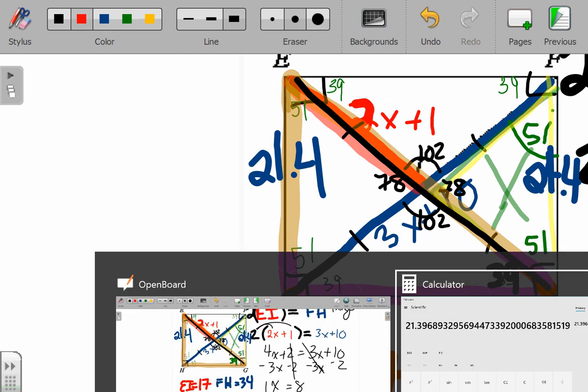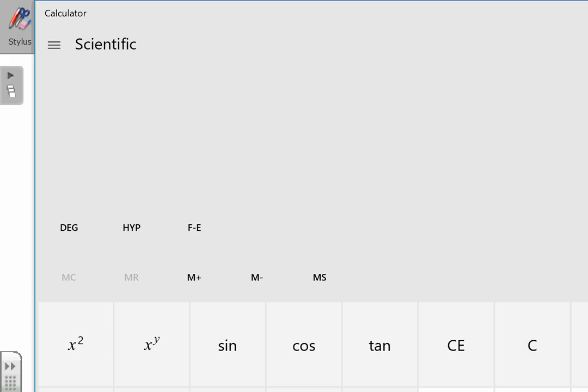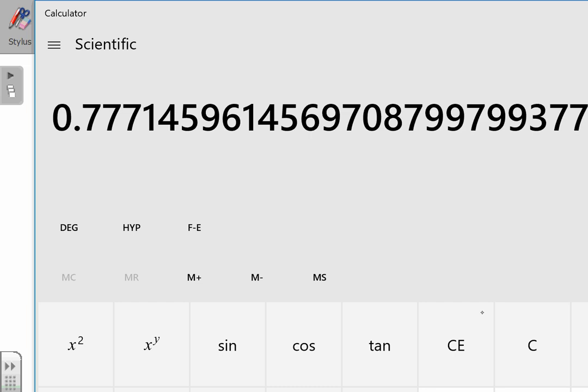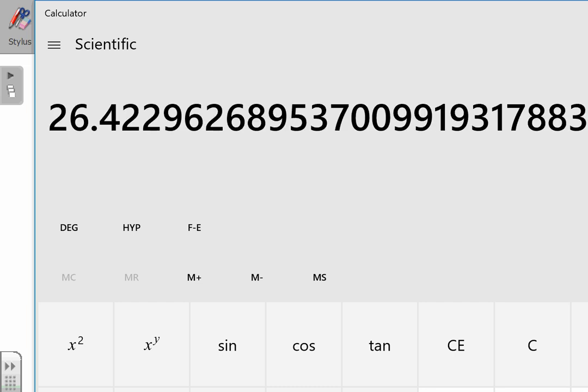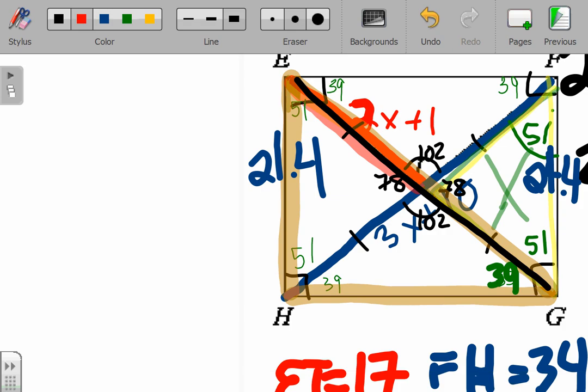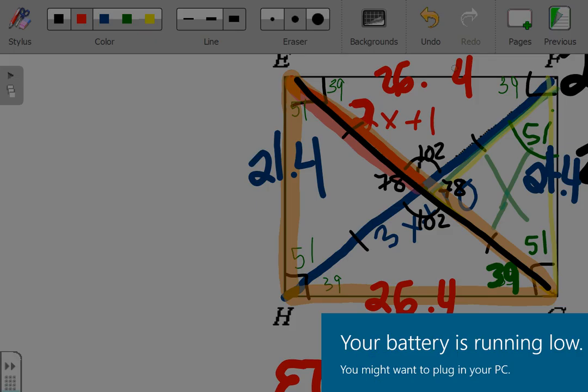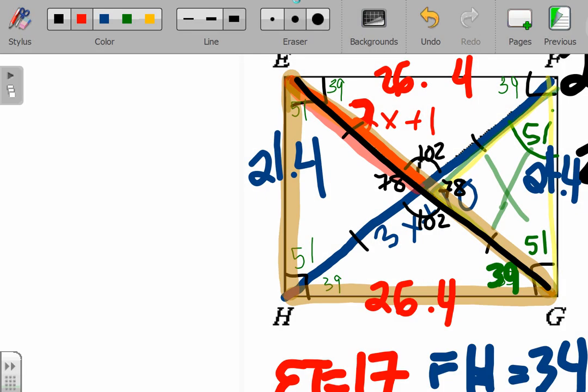Back to your calculators. 39 cosine times 34. Take that to the first decimal place, 26.4. It makes sense for that to be a little bit longer because it's the longer side of the same rectangle. All righty, be careful, guys. When I say find all things, make sure you actually find all things.